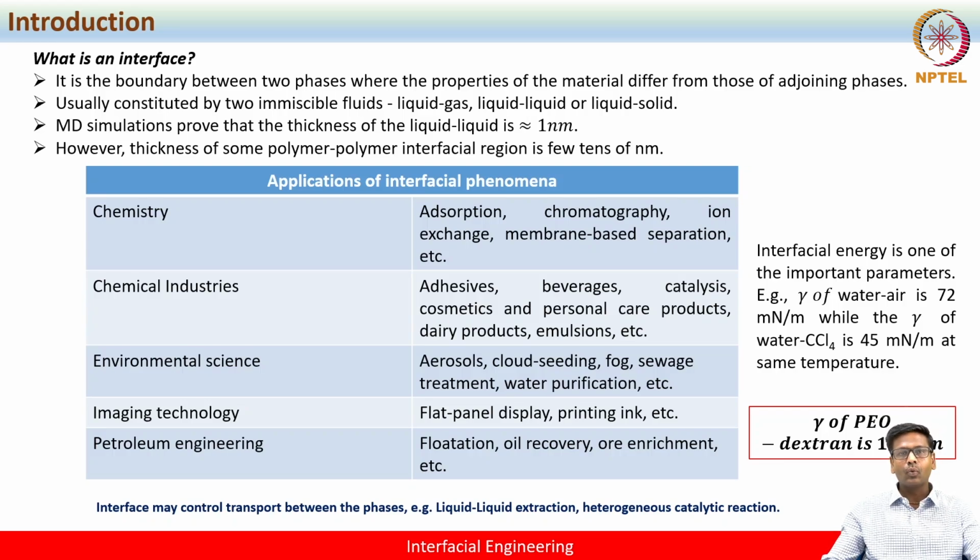Usually the alkane and water system, for example any alkane, let's say you have hexane and water or decane and water. Usually the boundary, although we can see the boundary with the naked eye, the thickness of the boundary, the interfacial zone, is usually very, very small in dimension, usually nanometer level. Using MD simulations, people have predicted the thickness of the liquid-liquid interface boundary, which is usually 1 nanometer, typically going up to a few nanometers.